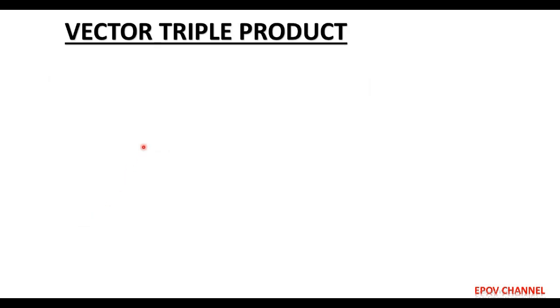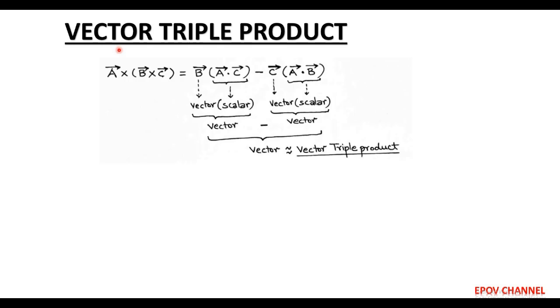Now the next is vector triple product. Here also we can multiply three vectors, but the result of this multiplication is a vector quantity. So here we again consider three vectors, vector A, vector B, and vector C, and to represent vector triple product, we use a hint: A cross B cross C equals B vector into A dot C vector minus C vector into A dot B vector. So here the hint is BAC minus CAB.